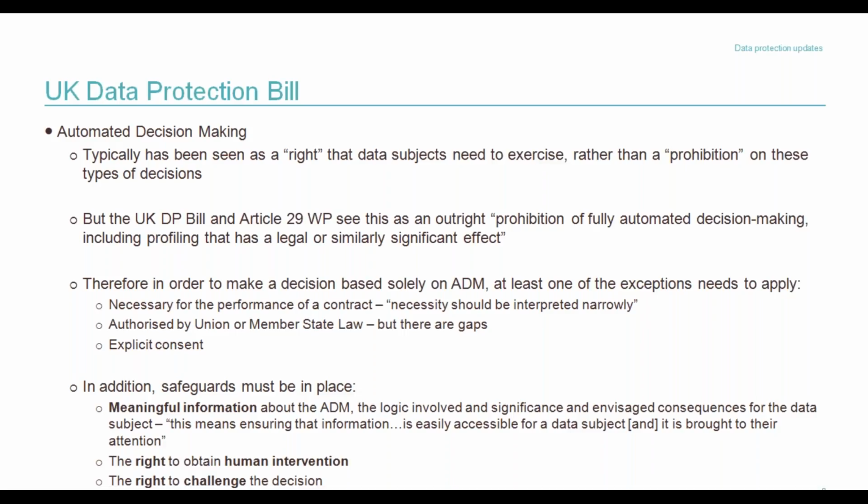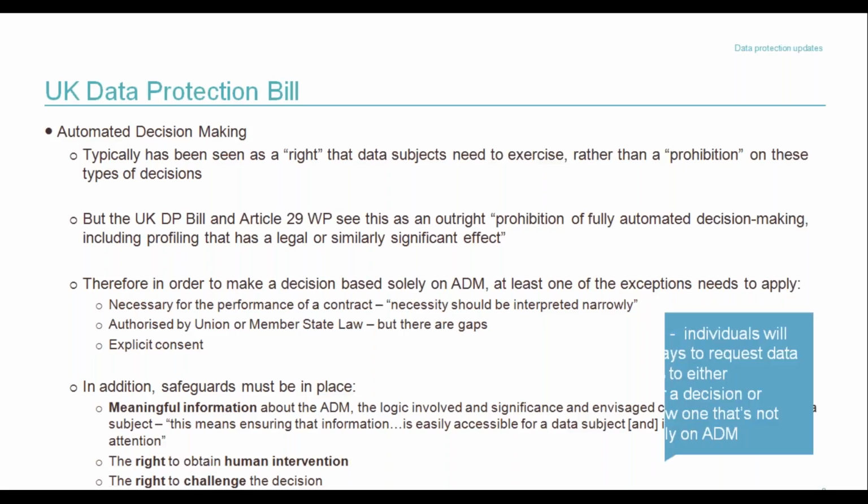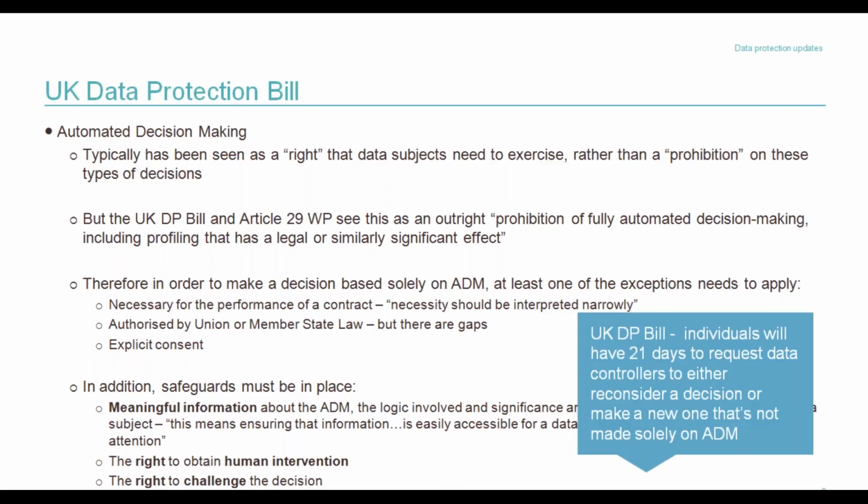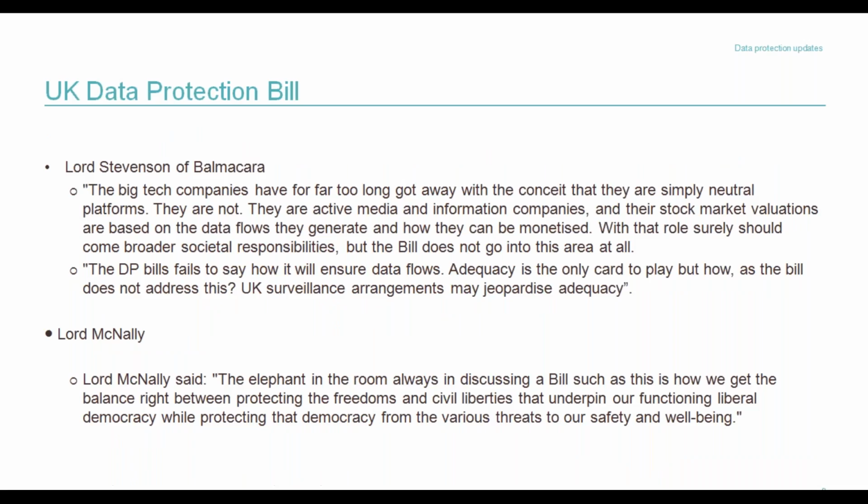Individuals also have the right to obtain human intervention and to challenge the decision, and under the UK Data Protection Bill it explicitly says that individuals will have 21 days to request data controllers to either reconsider a decision or to make a new one that's not based solely on automated processing. So the good news is that lobbying is going on, because I think we do need some clarity here on how these gaps are going to be filled.